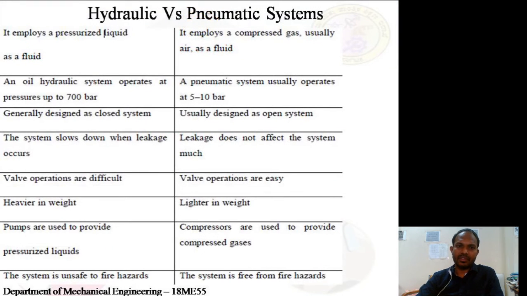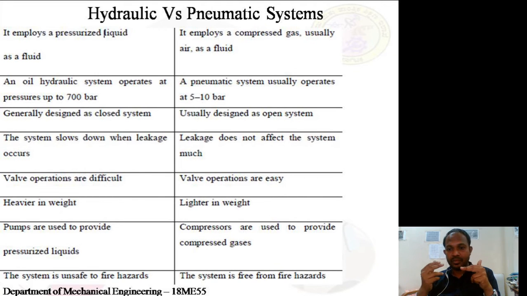So basically, as we know, hydraulic systems use a pressurized liquid as the working medium, as the fluid, whereas a pneumatic system extensively uses compressed gas or pressurized air as the working fluid to do a specific work. So the first difference is that one uses a pressurized liquid, whereas the other uses a pressurized gas.